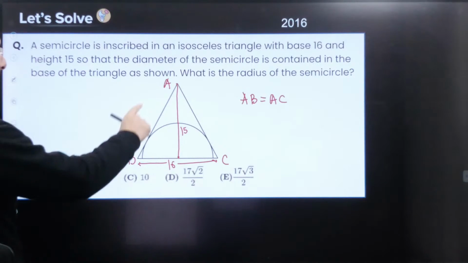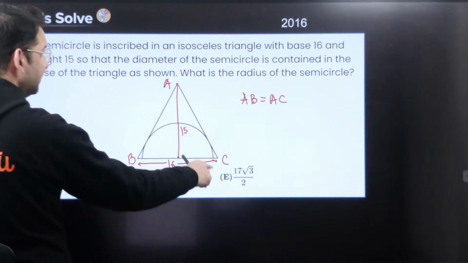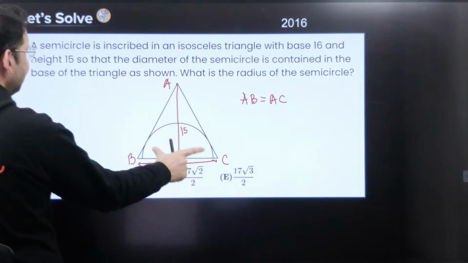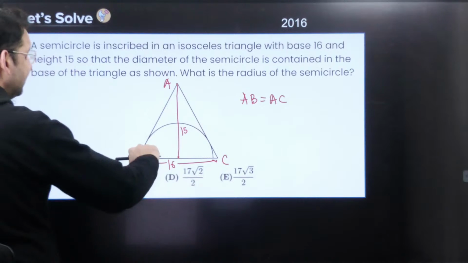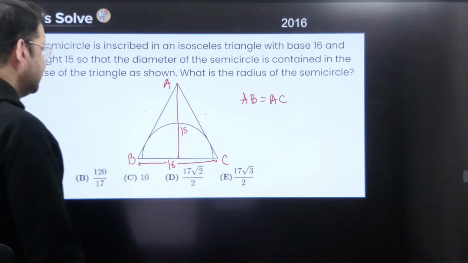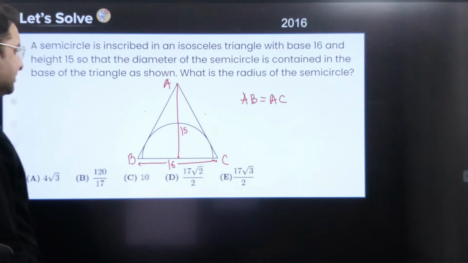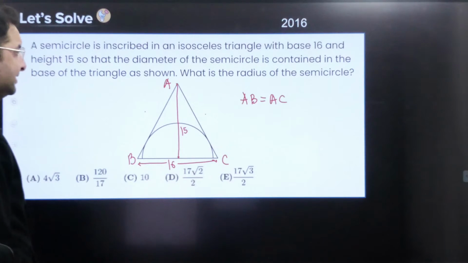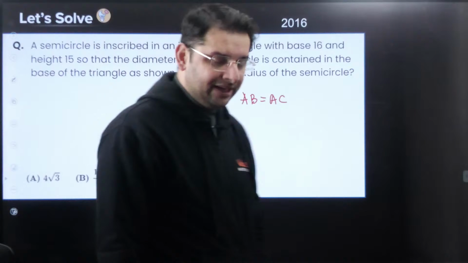So the diameter of the semicircle is contained in the base, as shown. And clearly this semicircle also touches these two sides. The semicircle is touching both the sides AB and AC. So the question is, what is going to be the radius of the semicircle?